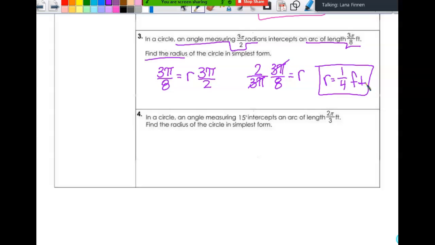All right, so number 4 says, in a circle, we have an angle measuring 15 degrees. We've got an arc length of 2 pi thirds, and I want to find the radius. All right, well, this is in degrees. My formula said I only get to use S equals R theta if it's in radians. So I could set up a proportion and do degrees, but we're just going to go ahead and convert this because I want you to think about this. There's a couple different ways we could convert 15 degrees. If you want to convert degrees to radians, what do you multiply by?